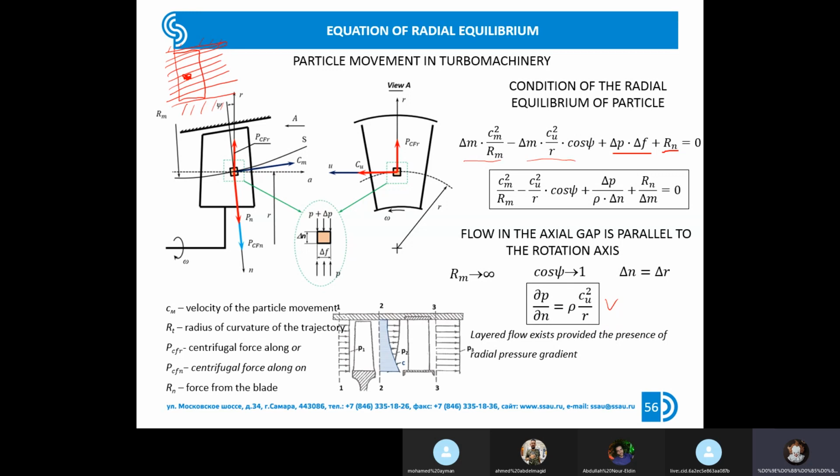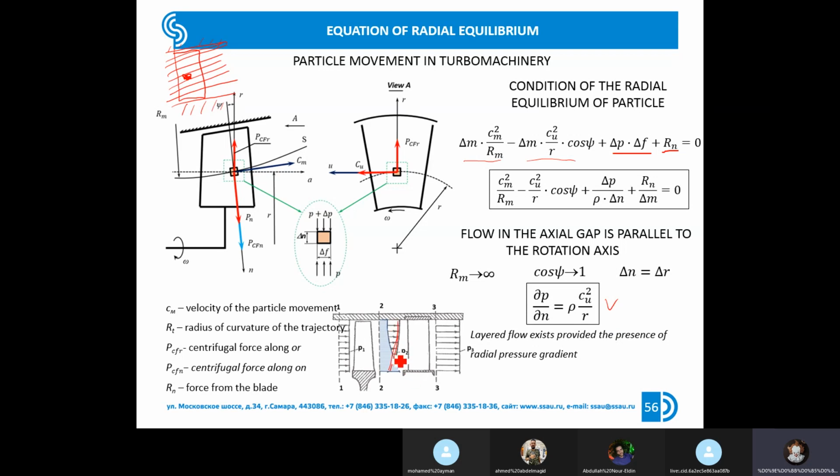So, in other words, if we create an increase of pressure along the radius, we can realize layering flow. And as you remember from the Bernoulli equation, pressure and velocity change in opposite directions. If pressure increases, velocity reduces. That's why the real distribution of the absolute velocity will be opposite to the distribution of the pressure.